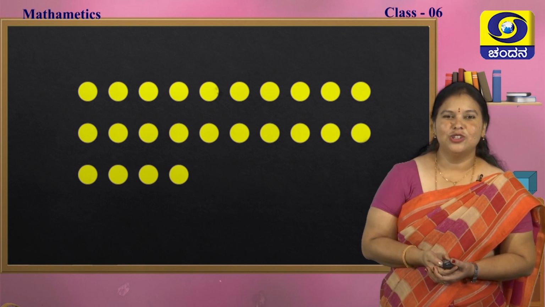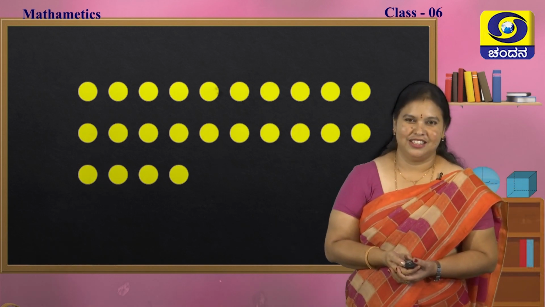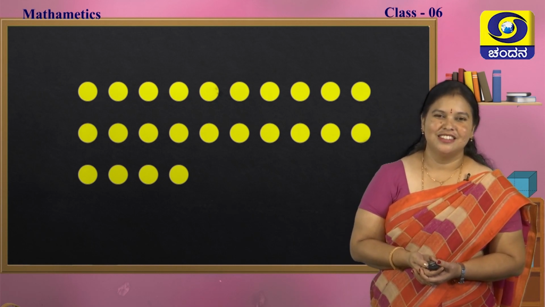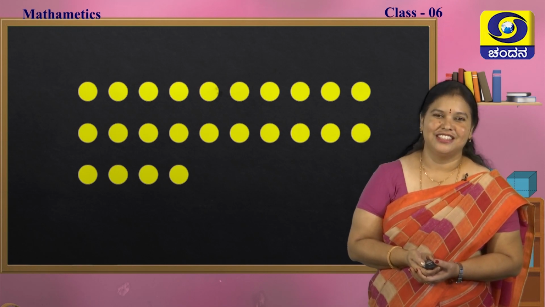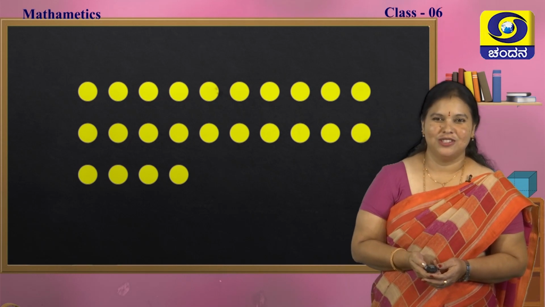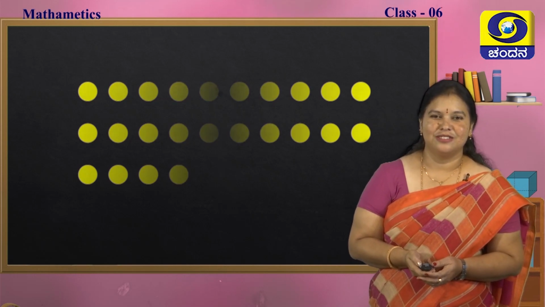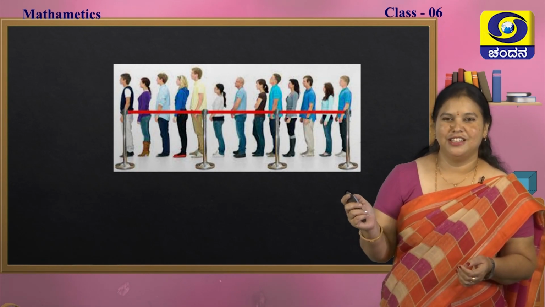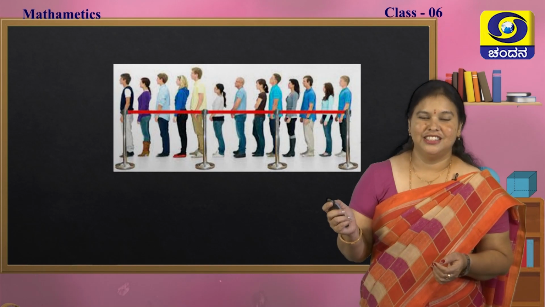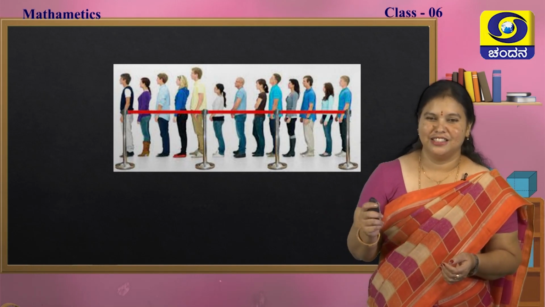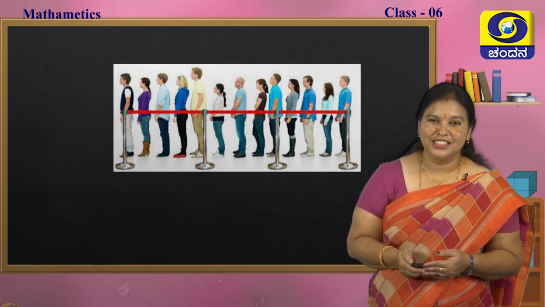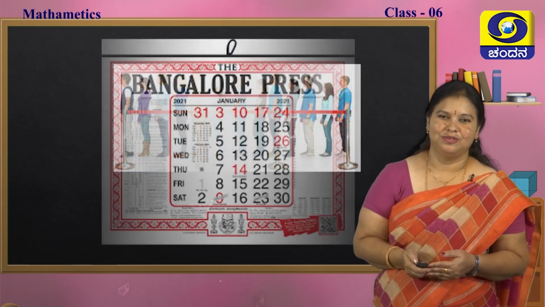Here on the screen, you are seeing some yellow balls. Can you just count and tell me how many balls are there? Yes. Are you counting? Correct. You have counted it correctly. There are 24 yellow balls. Very good, children. Here you observe the screen. Some people are standing in a queue. Can you count and write it in your book? How many people are there standing in the queue? Yes, correct. 13 members are there in the queue.